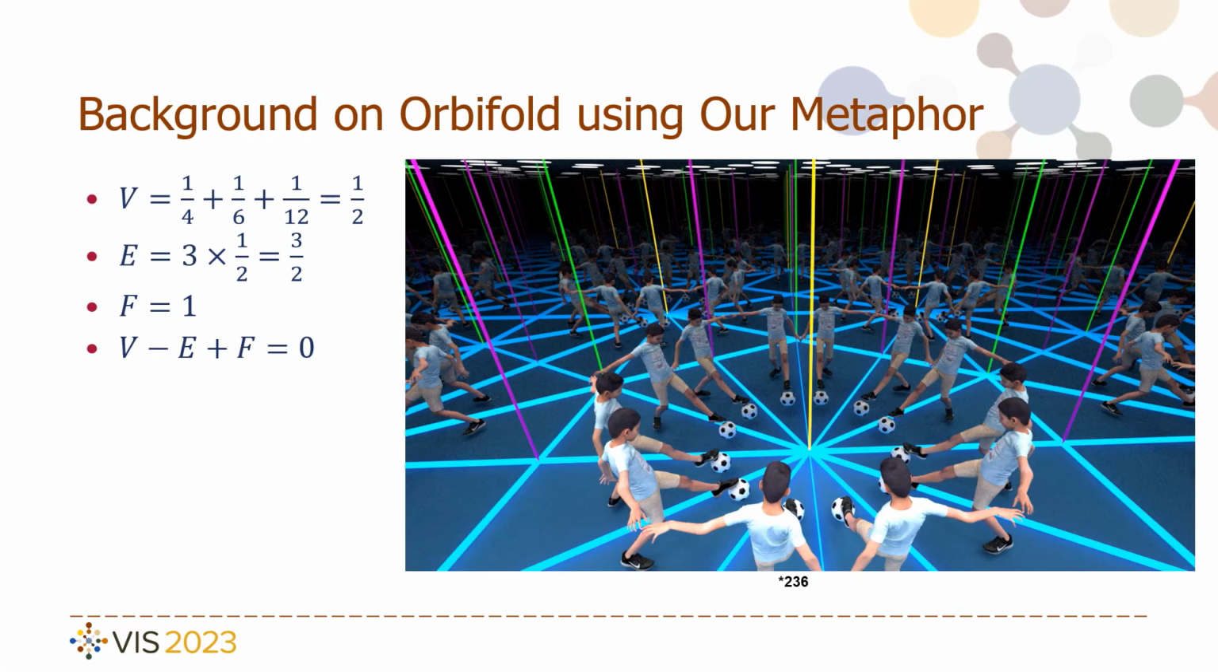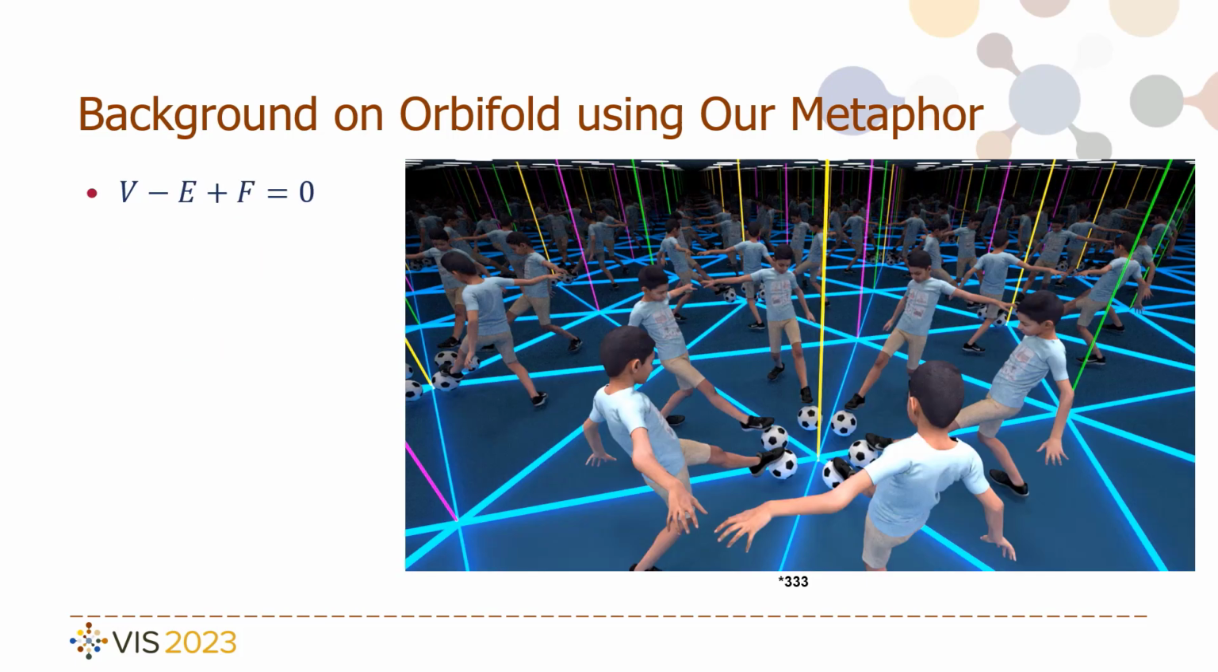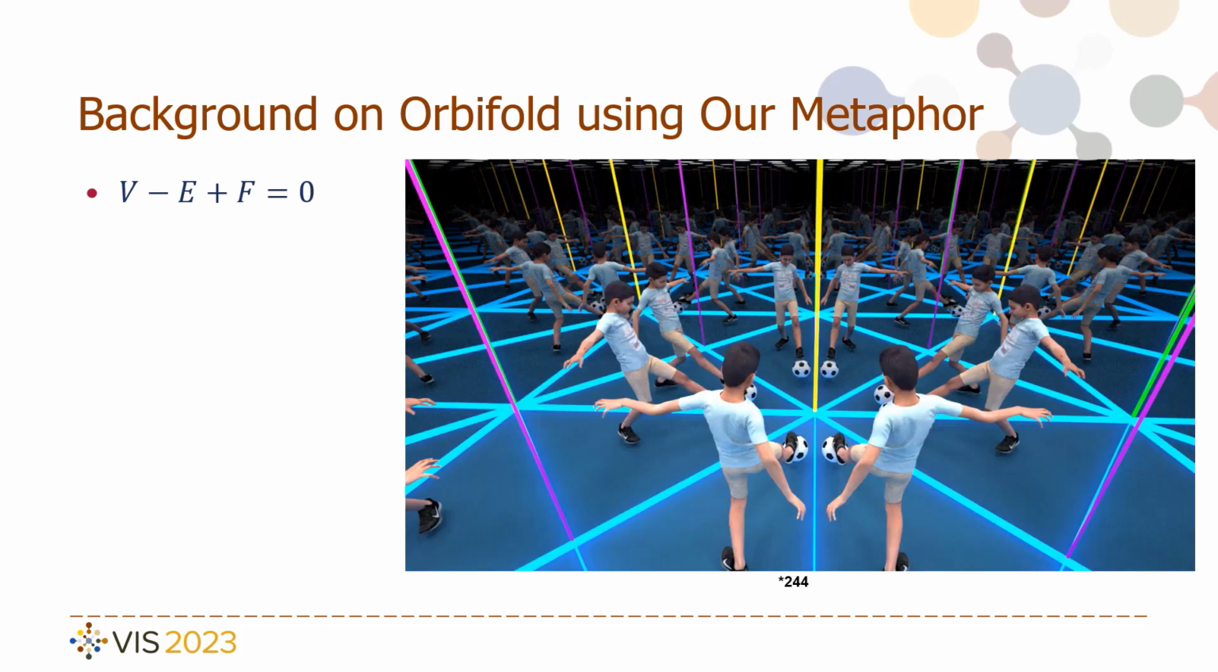There are three more Euclidean Orbifolds, all triangular. This Orbifold has three corners, with angles of pi over 2, pi over 3, and pi over 6, respectively. Its Orbifold notation is thus star 2, 3, 6, and its Euler characteristic is also 0. The second triangular Orbifold is an equilateral triangle, which is star 3, 3, 3. The last triangular Orbifold is star 2, 4, 4.